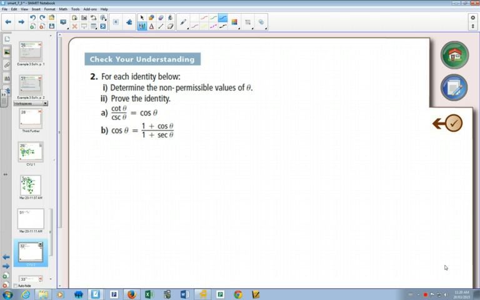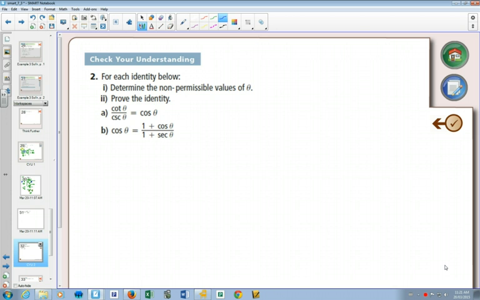So non-permissible values: some things have them, like tangent can't be pi over 2 and 3 pi over 2, because then you would be dividing by 0, and that's bad. But for other ones, like secant and cotangent, or wherever there's a fraction, you're going to have to look to see if it's ever equal to 0.